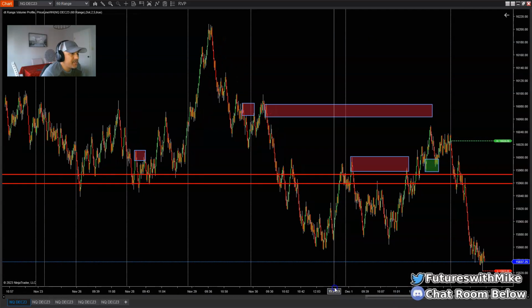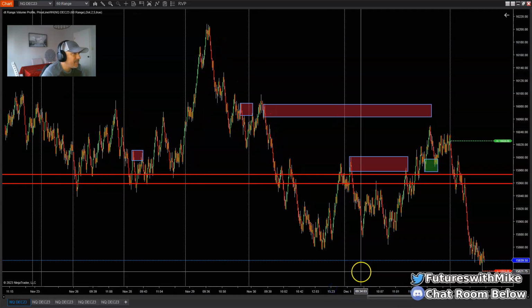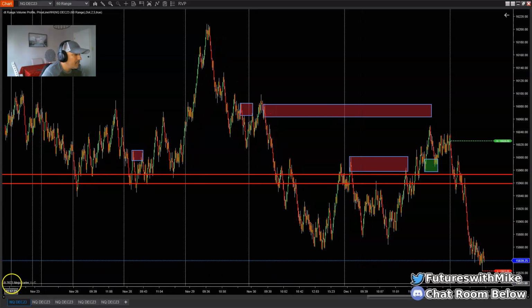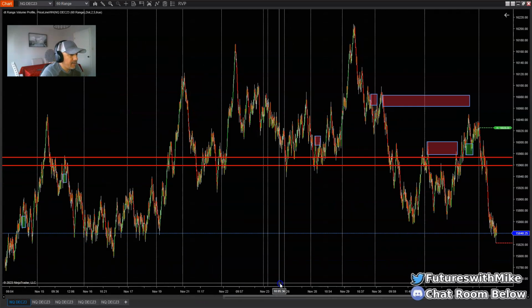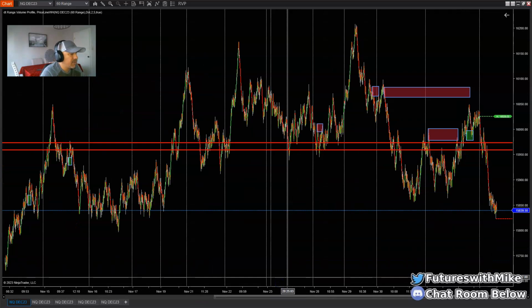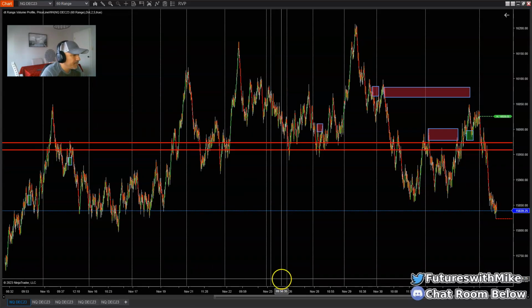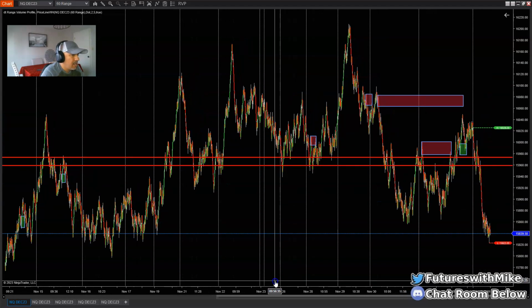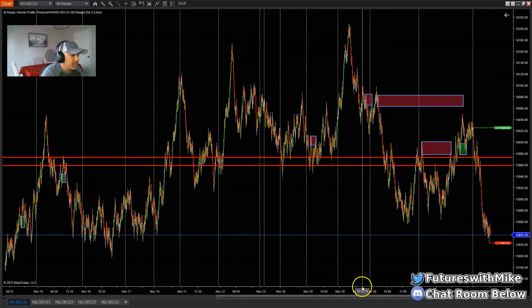Because we just broke through a major area of structure there. So you have to just be mindful of those type of movements. So when it comes to the higher time frame, which I use the 60 range chart as my higher time frame when I'm intraday trading, definitely looking for short opportunities, okay?